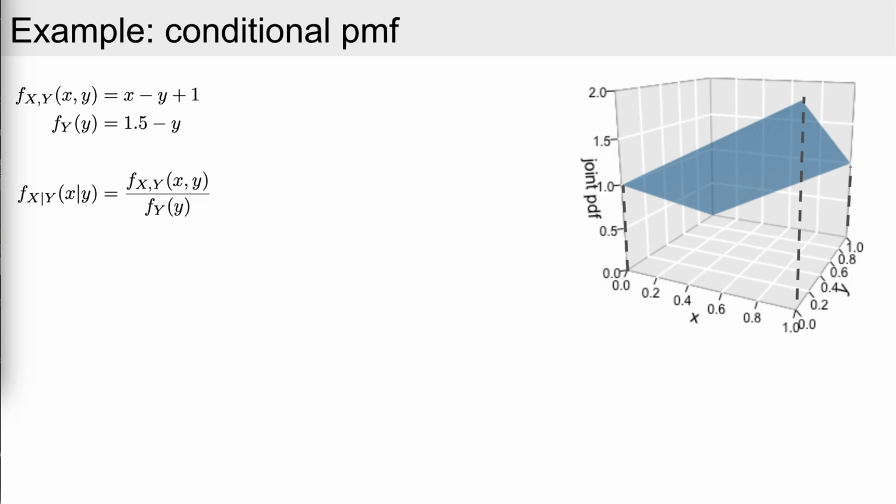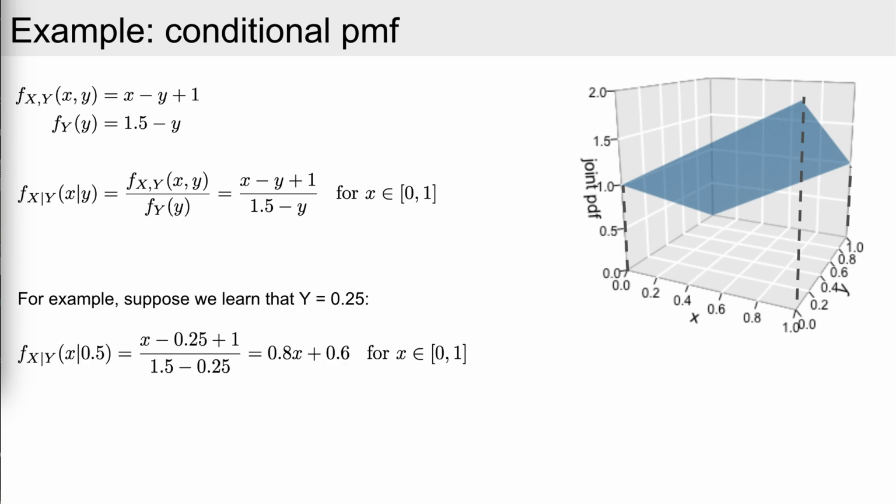Let's apply this result to our example. Recall the formulas for the joint PDF of x and y, and the marginal PDF of y alone. By definition, the conditional PDF of x given some outcome y equals little y equals the joint PDF divided by the marginal of y. Plugging in our formulas for these PDFs, we get x minus y plus 1 all over 1.5 minus y for x from 0 to 1.